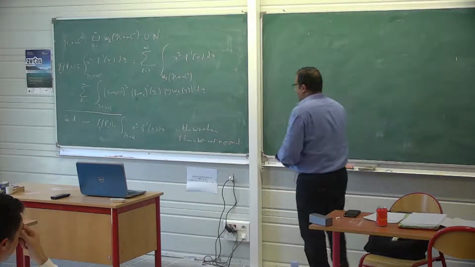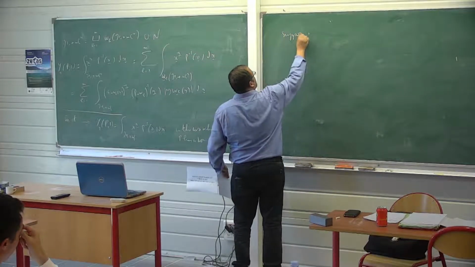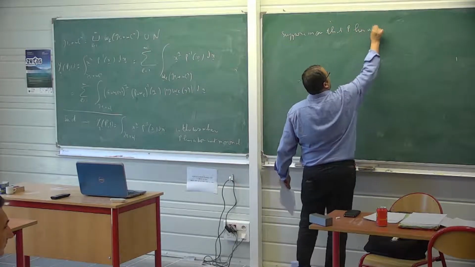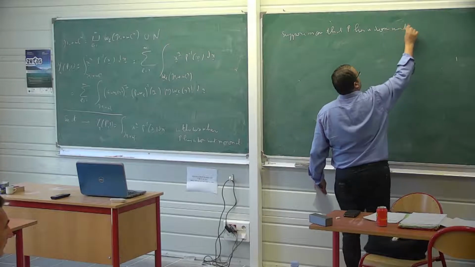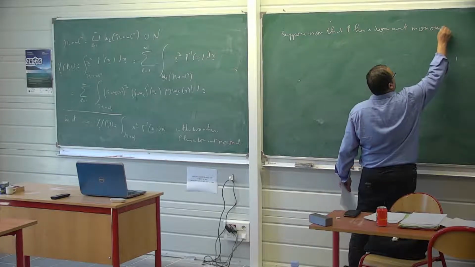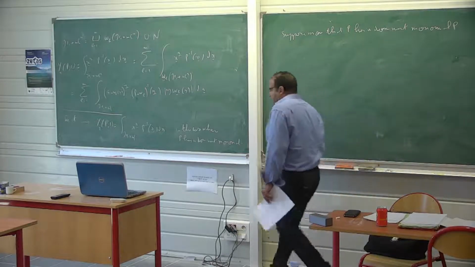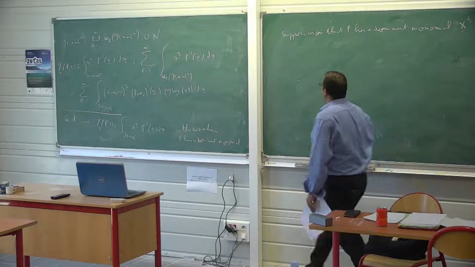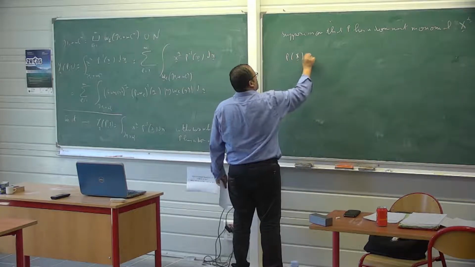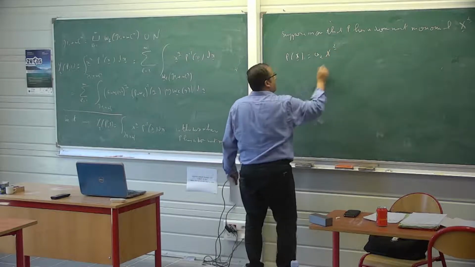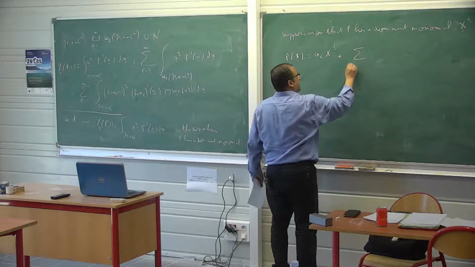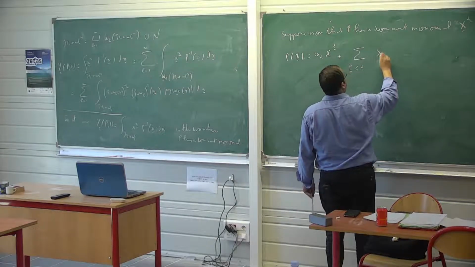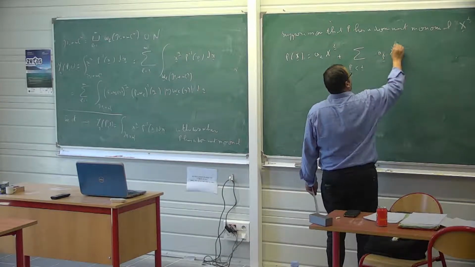So suppose now that P has a dominant monomial, P_alpha x^alpha. So we can write P(x) as p_alpha x^alpha plus the sum of the other monomials p_beta x^beta, with beta less than alpha.